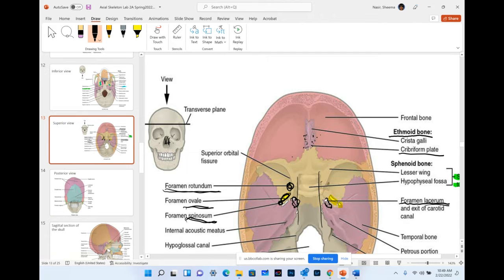Okay, the next thing is crista galli. Now, do you see this ridge in the center of this bone?